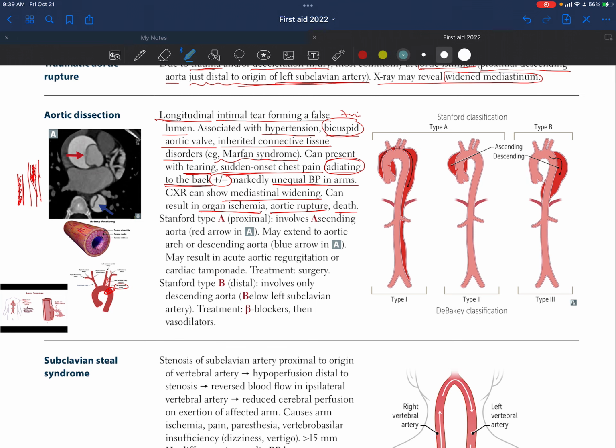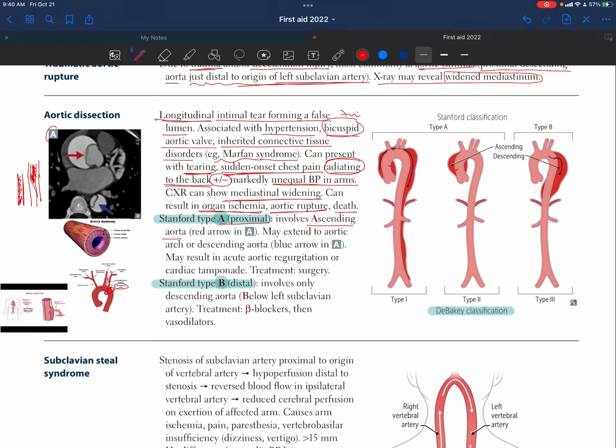So we have the Stanford classification. It has the proximal type, type A, and the Stanford type B, that is the distal. They're both called the Stanford classification. We do have another classification in the image called the DeBakey classification, but what we're talking about is the Stanford classification. Type A is the proximal, so it involves the ascending aorta. The red arrow in A.